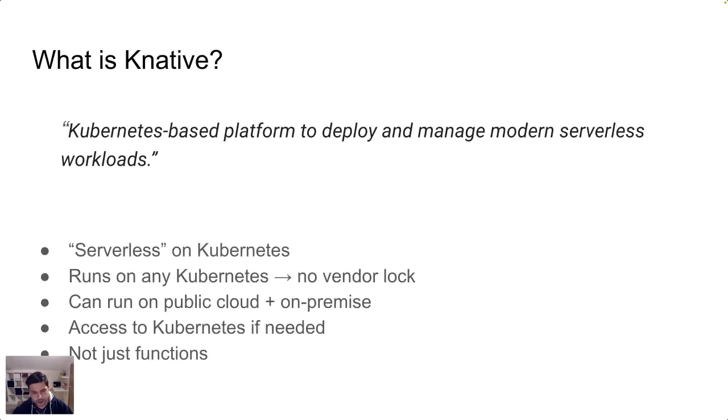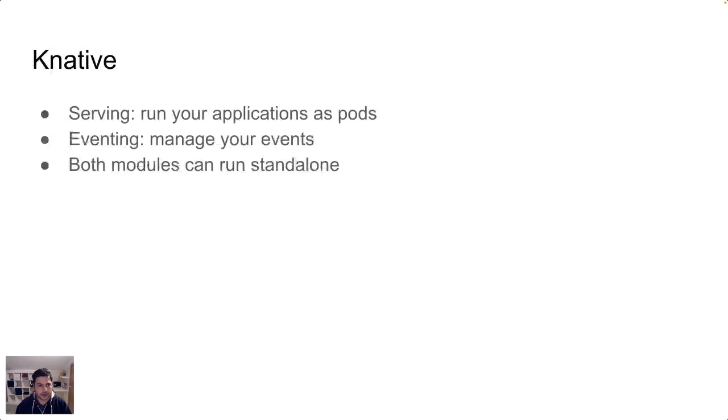And Knative is not just functions, like the serverless as we know it, because it's still leveraging all the Kubernetes primitives. So not just stateless functions. Knative has two modules. The first one is serving. It is basically to run your applications as pods and provide scaling and networking and so on. And eventing is about managing your events and basically having something like event-driven architectures. Both modules can run standalone, but it's better if you use them together.